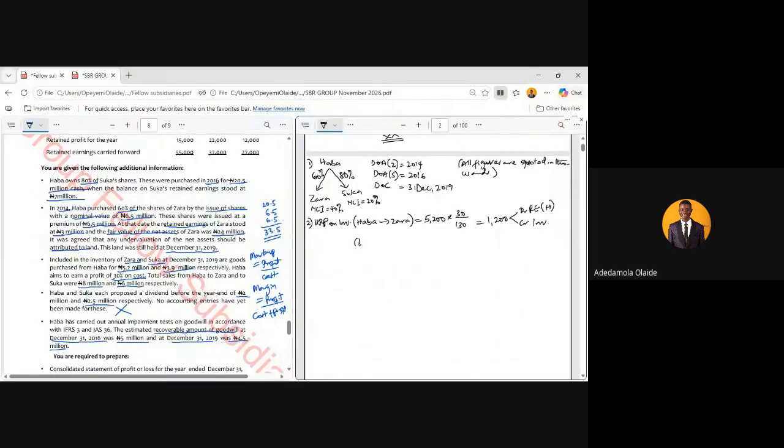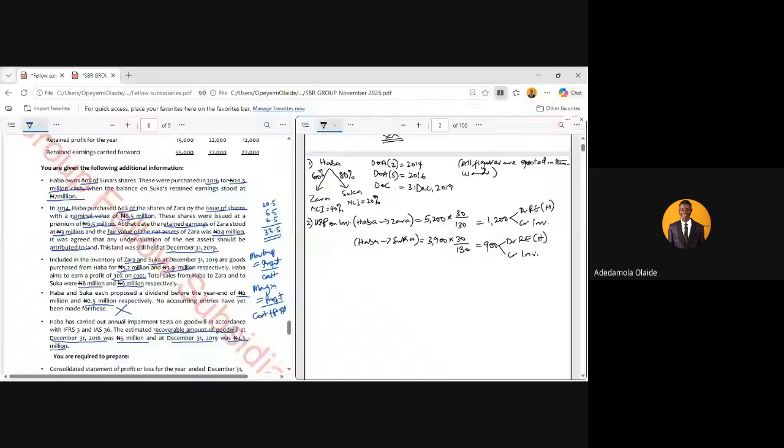Then we still have Abba to Suka. Abba to Suka, they had 3,900 left. And since it's still the same 30%, it will be 30 over 130. And that will give us how much? 900. Yes, 900. So what do we do? Still, Abba is the seller. So we'll debit it to retained earnings of Abba to correct their profit and credit inventory. We are done with note 2.